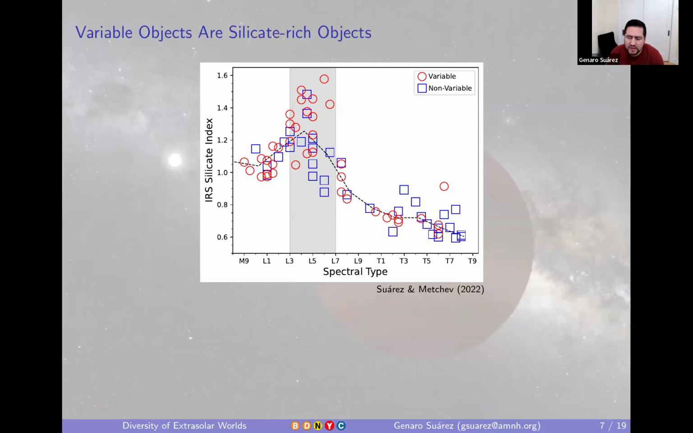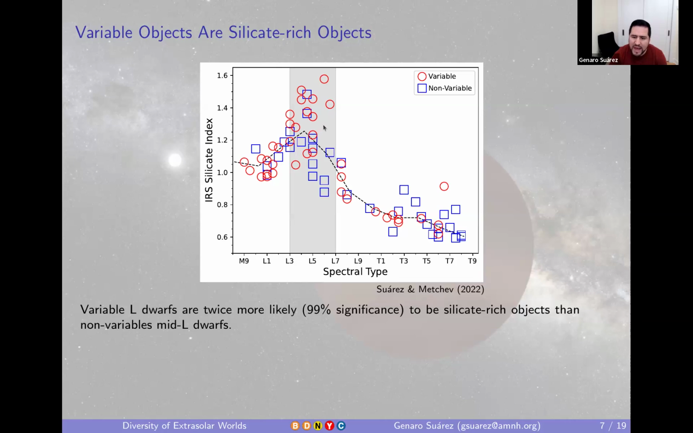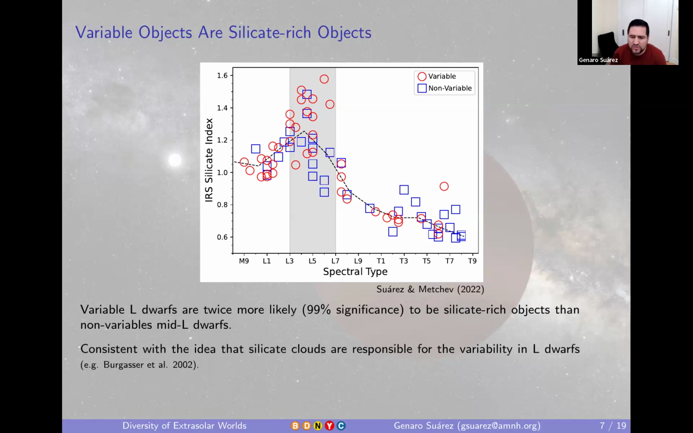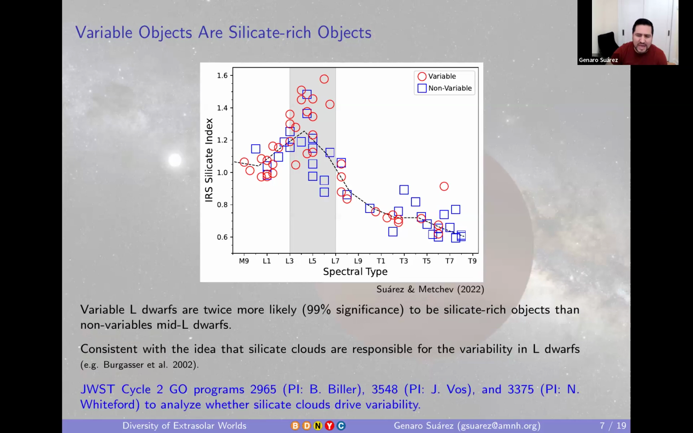We also investigated with our sample the correlation between the silicate absorption and variability. So this is a similar plot to the one that I showed, but I highlighted here objects identified as variable in red, and also objects reported as non-variable in the literature. And we found that variable objects are about 2x more likely to be silicate-rich objects. So this result supports the idea that silicate clouds are responsible for the variability of L dwarfs, but we have 3 James Webb programs to confirm that silicate clouds actually drive variability in these atmospheres.